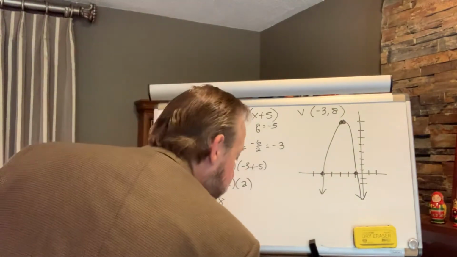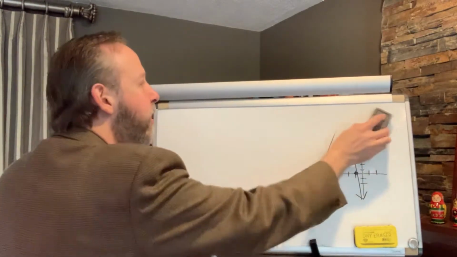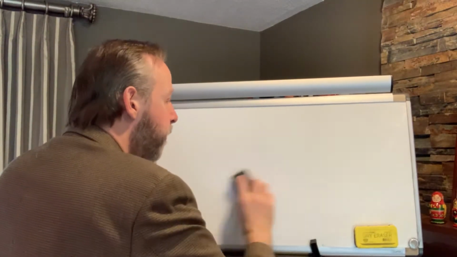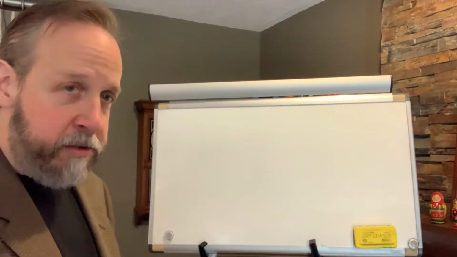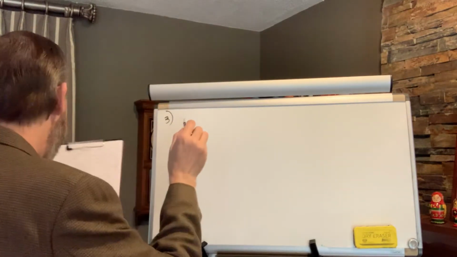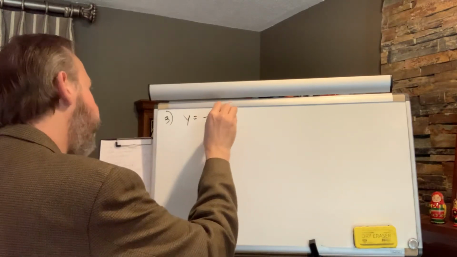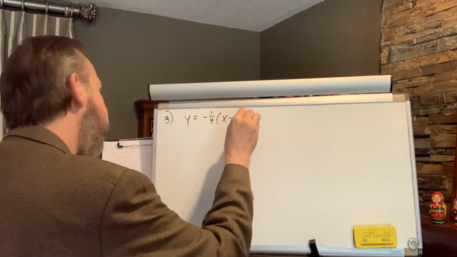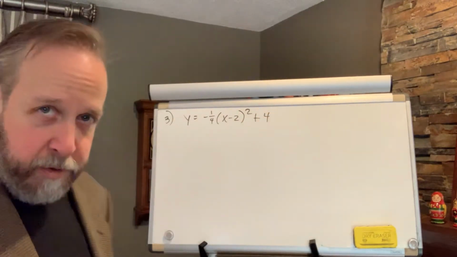Now, those two were in intercept form, which was actually the last concept we covered. The first concept we covered in this unit is how to graph from vertex form. So let's do two of those. Let's see, y equals negative 1/4 times (x minus 2) squared plus 4. This is called vertex form.